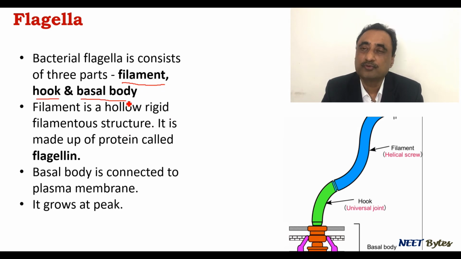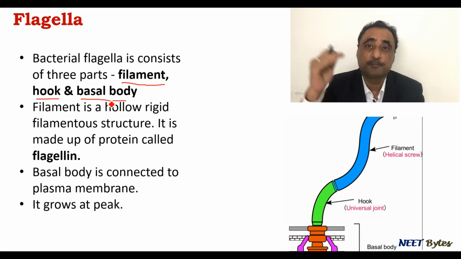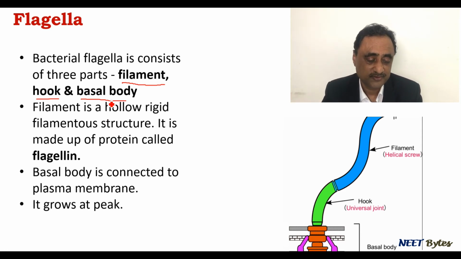Now, the filament is a hollow body, right? So it is not rigid, it is a hollow body, and it is an extension of the plasma membrane. And actually it grows at the tip, not at the base, right? Chemically it is made up of a protein called flagellin, okay? And the basal body is connected to the plasma membrane. One more important thing about bacterial flagella is that they possess a structure what we call 9+0, okay?